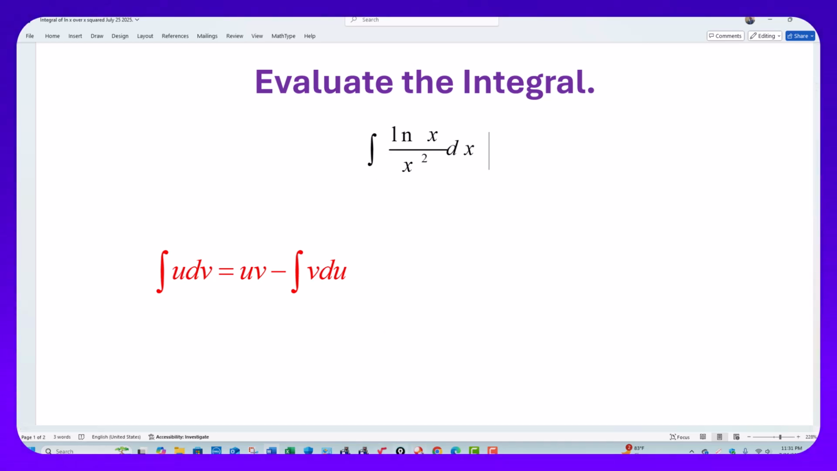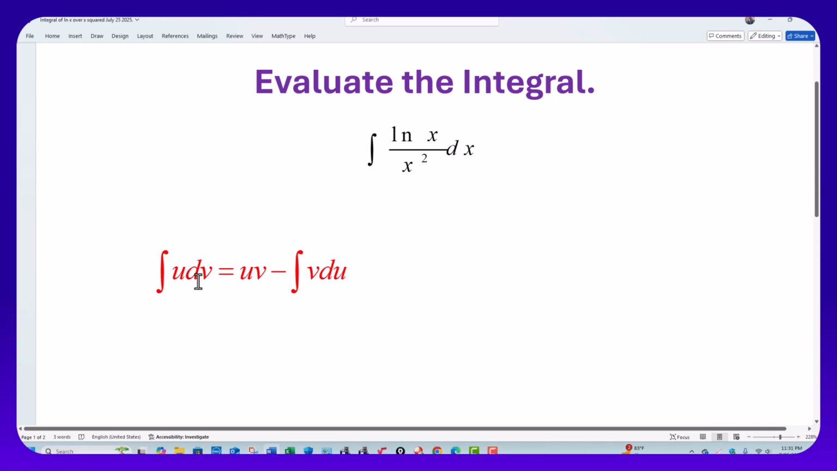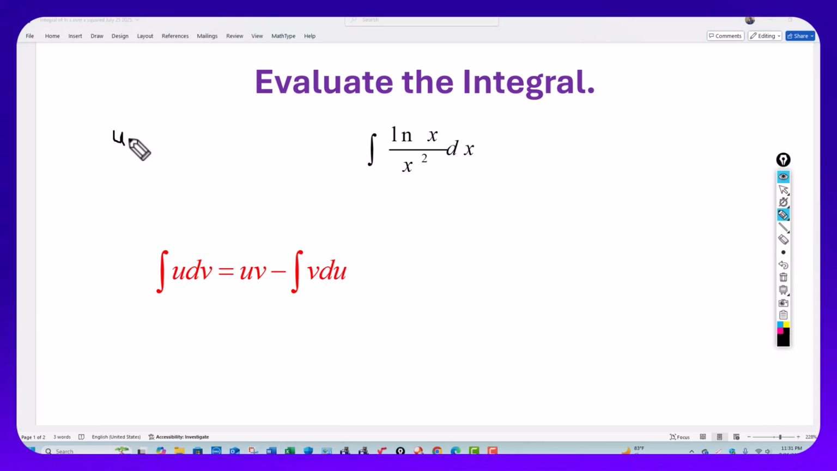So here's the formula we're going to use for integration by parts. Integral of u dv will equal the product of u and v minus the integral of v du. So I'm going to let u equal ln of x, and I'm going to find my du. Take the derivative of both sides. The derivative of ln of x is 1 over x dx. And my dv, I'm going to pick as 1 over x squared. That'll be my dv. And I'm going to write 1 over x squared as x to the negative 2.